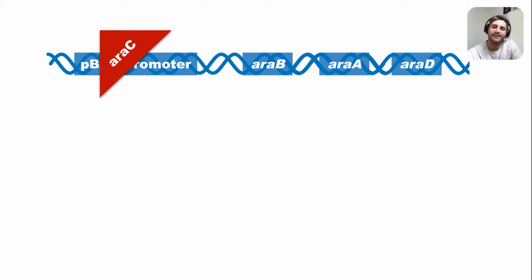So if we add arabinose, well, I'll take a step back. Most of the time, the pBAD promoter is turned off, which means the ARA-B, ARA-A, and ARA-D genes will not be transcribed or translated. And the way that the pBAD promoter is turned off is through the presence of this protein. It's called a transcriptional regulator, and the protein is called ARA-C. And that ARA-C protein, when it binds to the pBAD promoter, blocks the RNA polymerase from binding to the pBAD promoter and then transcribing ARA-B, ARA-A, and ARA-D.